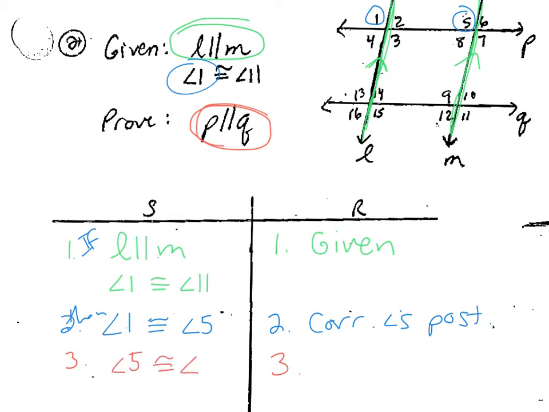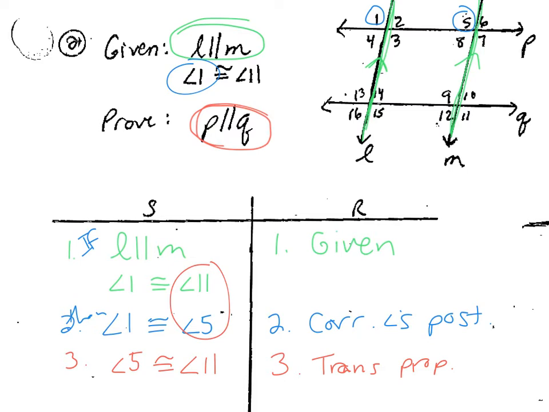Hopefully you're thinking or seeing that angle 5 has to be congruent to angle 11 because they're both congruent to angle 1, therefore they're congruent to each other. Property. I'm putting transitive property. If you were thinking substitution, I would take that as well. Okay, either one of those.